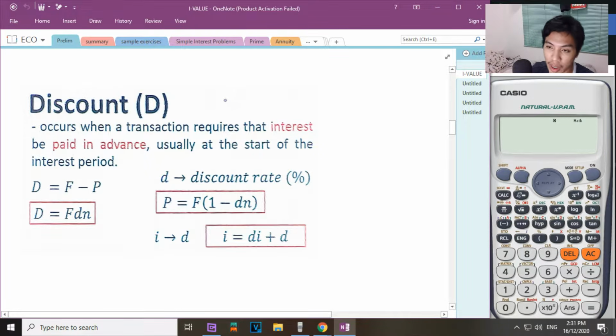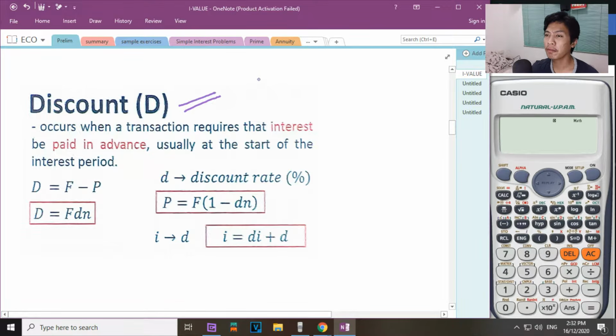Sir, yan yung kina-cut off dun sa binibili mo na presyo, discount. Okay, that is somehow true. Pero pagdating ng engineering economics, discount is a term that occurs when a transaction requires that interest be paid in advance, usually at the start of the interest period. Ibig sabihin, hindi yan yung kina-cut off mong price from the principal. Okay? Pagdating ng bumili ka.